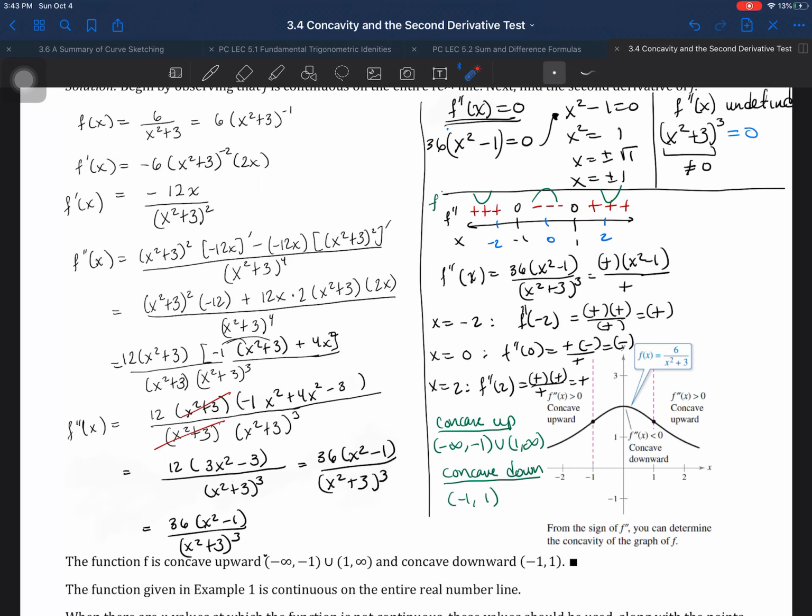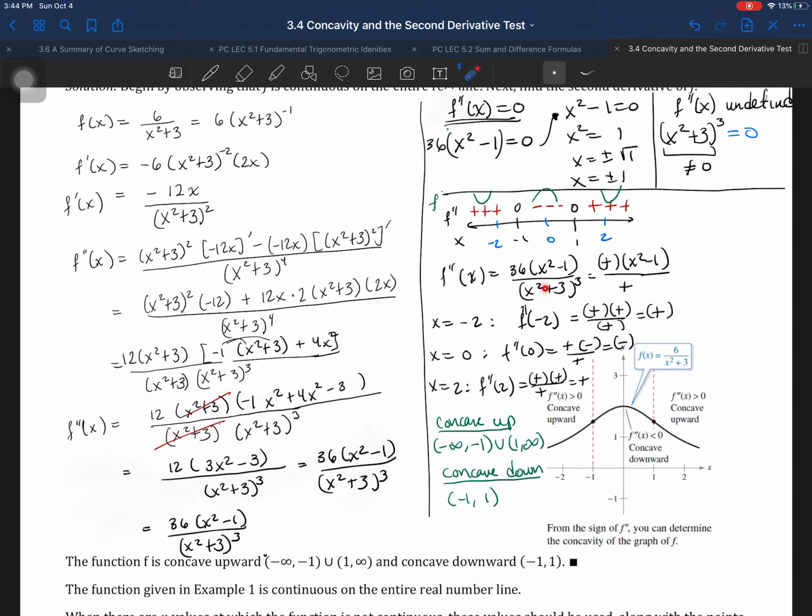So it's important for us to make those notes to remind ourselves. Then we're going to test a number on the left side of -1, a number between -1 and 1, and a number on the right side of 1. And so I rewrote here the second derivative, and I made myself a note.